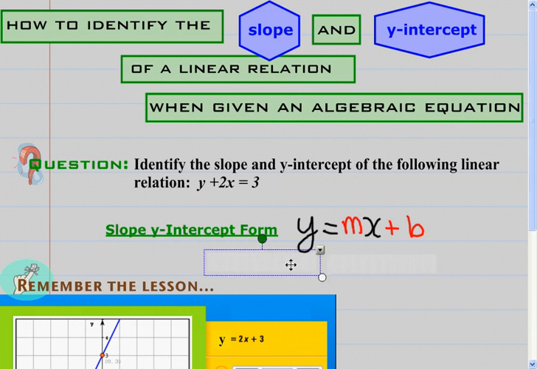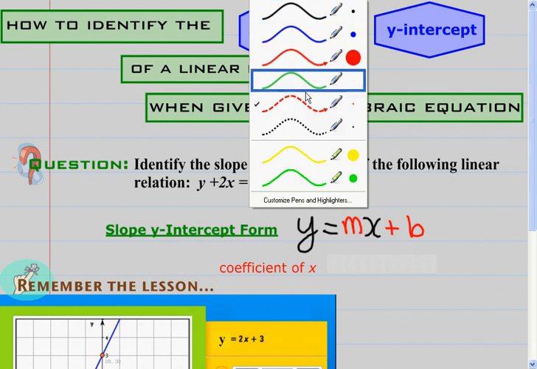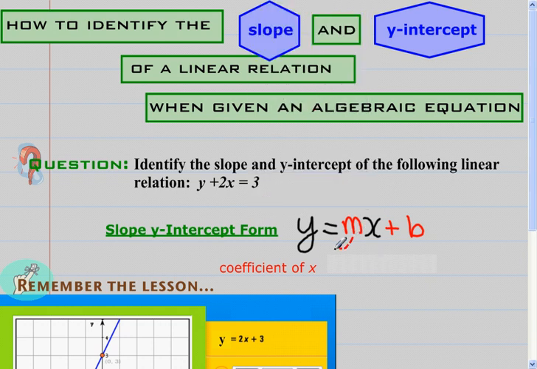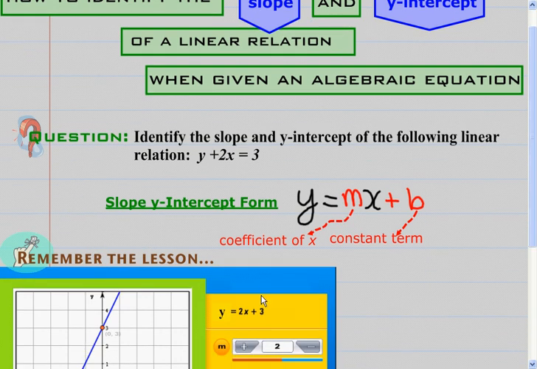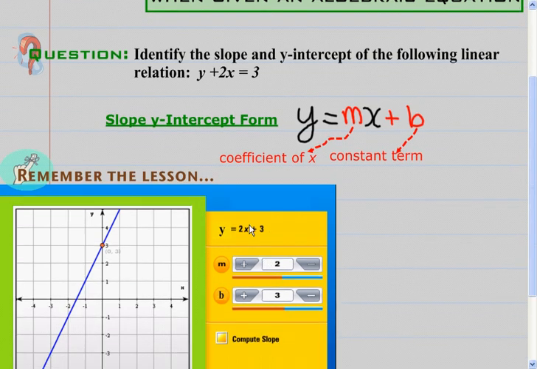Now, this coefficient of x is what we refer to as the m value. And this b value would be the constant term. So a little review of algebraic terms. Now let's take a look at an example, and we're going to recall a lesson where we studied slope y-intercept form of a linear equation. Now here we go. Let's take a look.